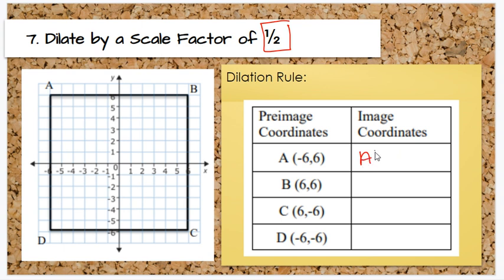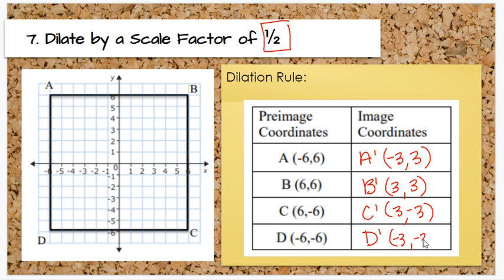So let's give the new coordinates for A prime. Half of -6 would be -3, and half of 6 is 3. Let's go ahead and find B prime. Half of 6 is 3, and half of 6 is 3. C prime, half of 6 is 3, half of -6 is -3. Notice my signs, okay? And D prime, half of -6 is -3, and half of -6 is -3.